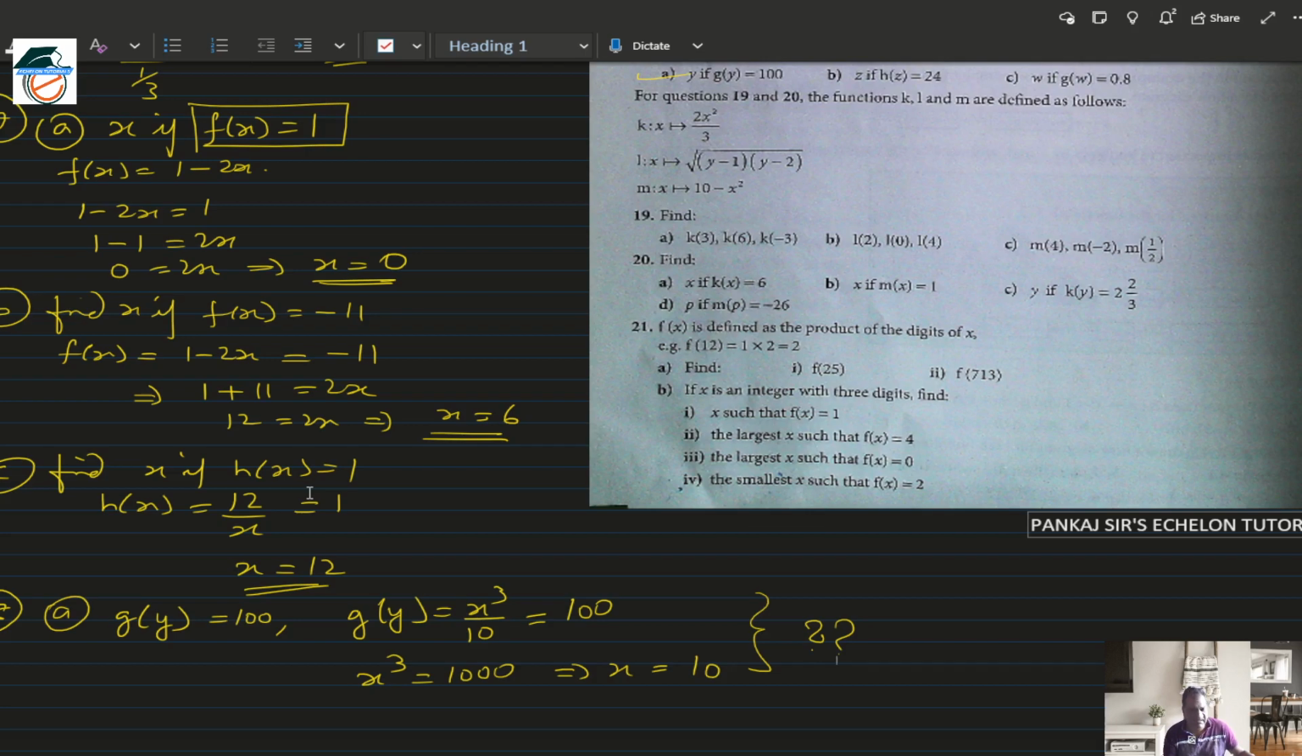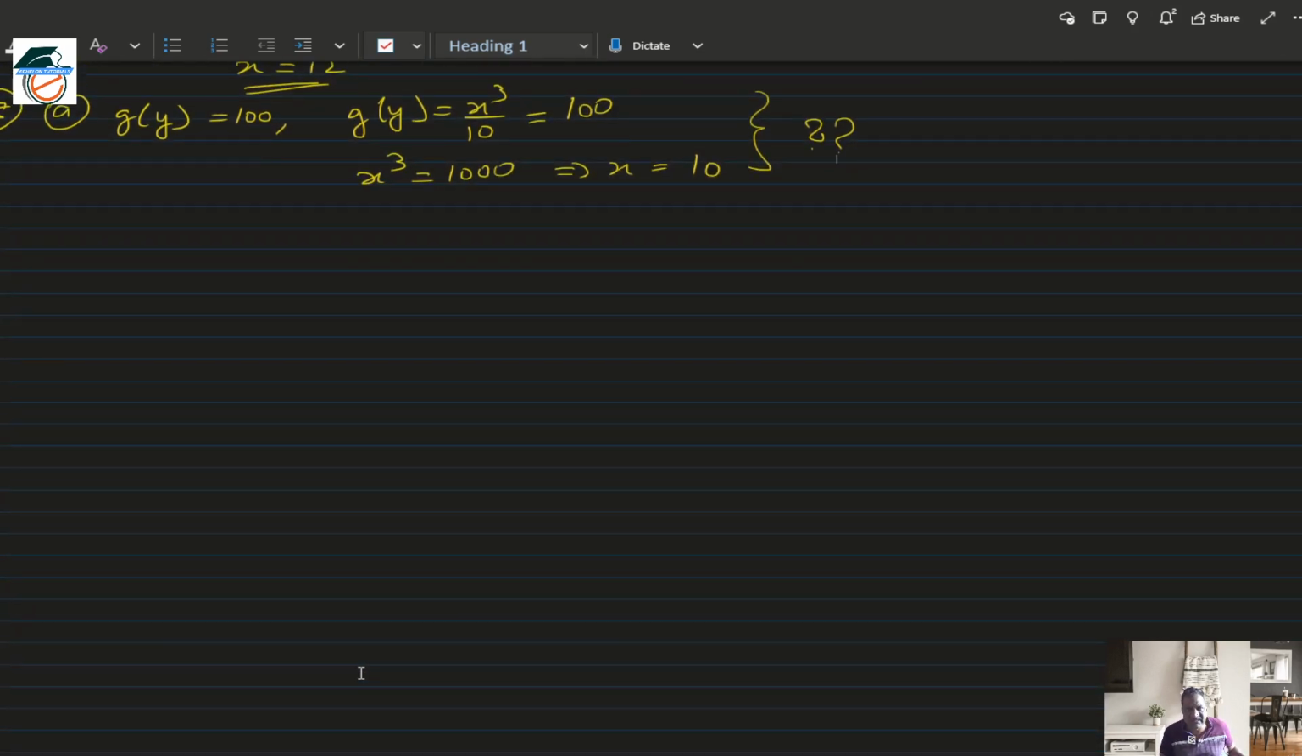In the last video there was some ambiguity in this question number 18a, in fact, question number 18. But then I checked, so we are on the right track. We are getting x cube is equal to 1000, x is equal to 10. So basically, this g of y is equal to 100. You have to take the function g of y as same as what is given in the question on the top. So let us go for the b part, so that you'll understand.